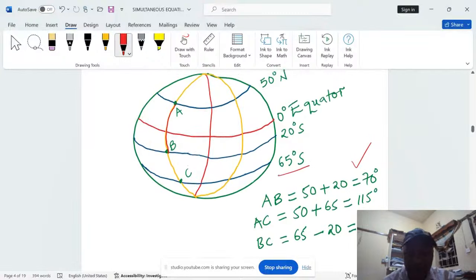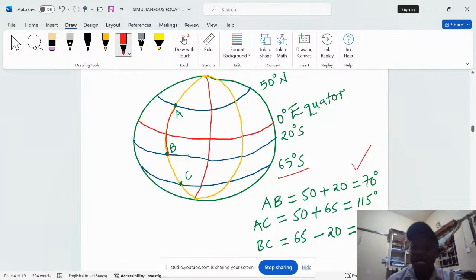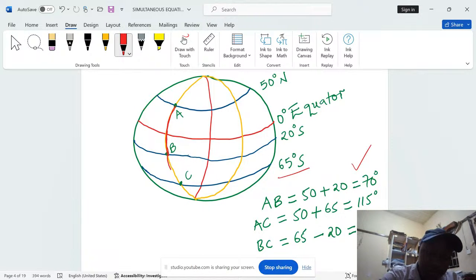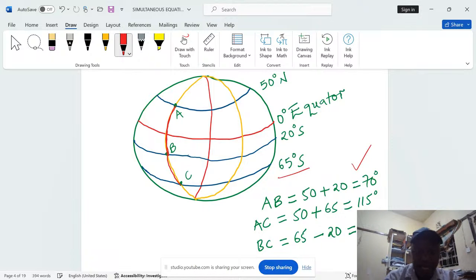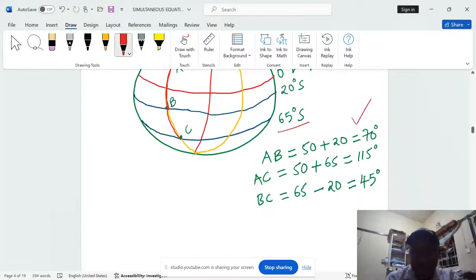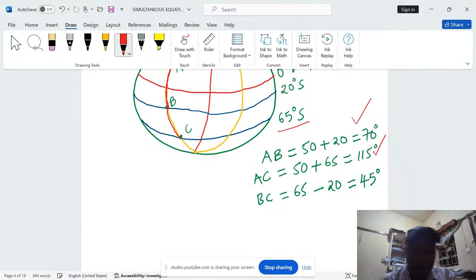Again, when we're talking about 50 in the north and 65 in the south, that is moving from 50 all the way down to C, which is 65 on the other side. And the whole of that angle is going to be the addition, and that will be 115 degrees.